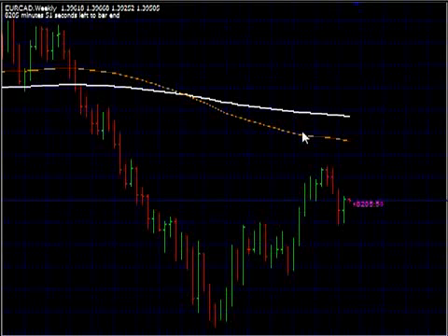Guys, a few strategies that we use in our group. Alright, this pair is the Euro cat. Alright, this is the weekly chart.